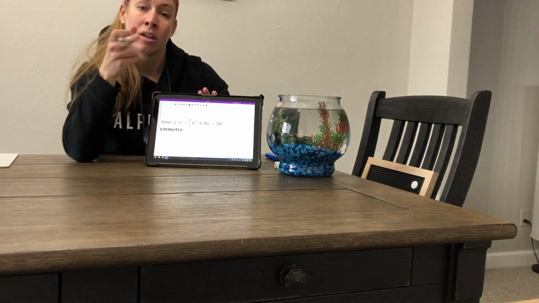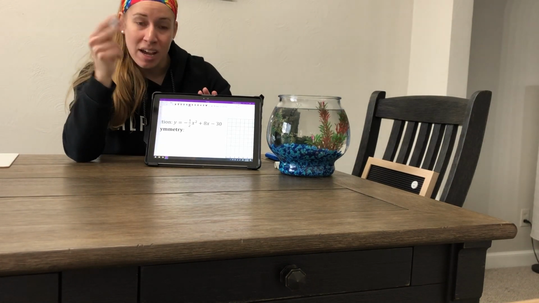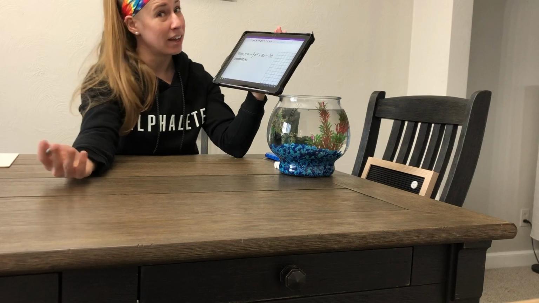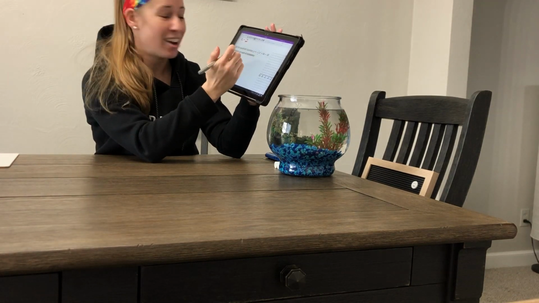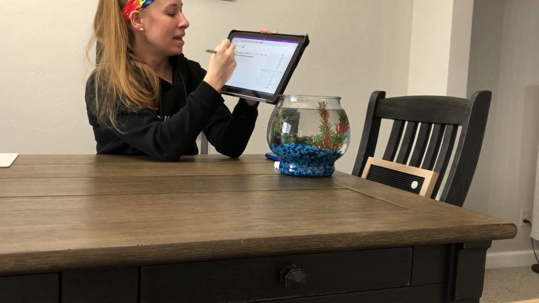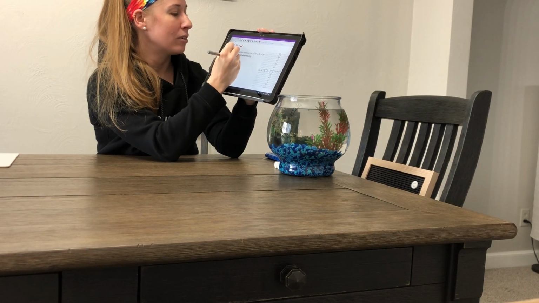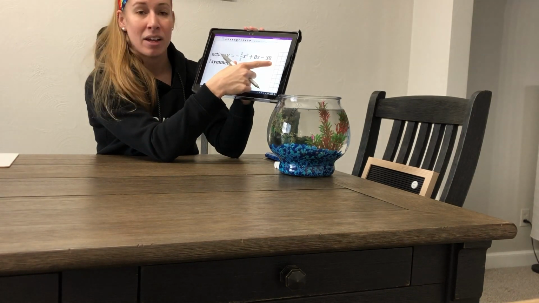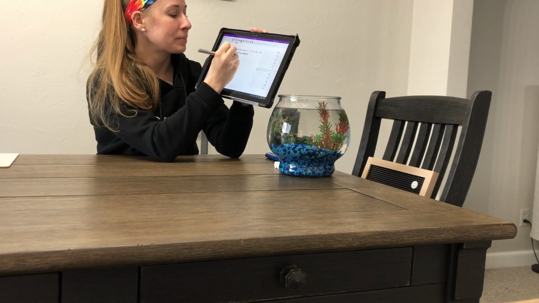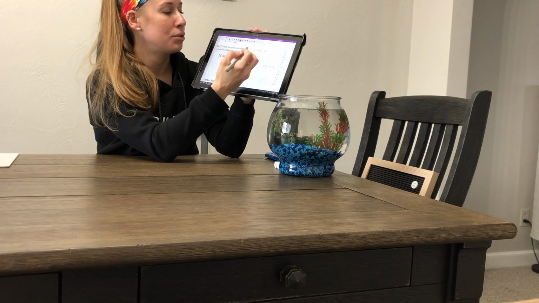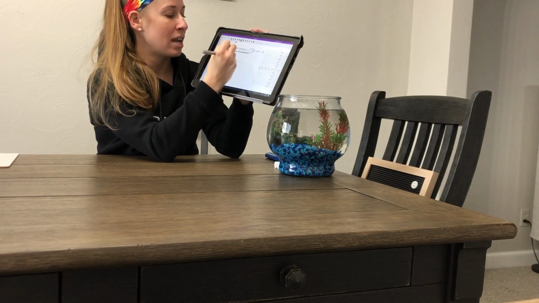All right, so where do you start? The vertex. How do you find the vertex? I'll tell you how to find the vertex. The x value of the vertex is the opposite of b over 2a. All right, so x is the opposite of b over 2a. In this case, our b value is positive 8. So the opposite would be negative 8 over 2a. 2 times our a value, which was negative 1/2.